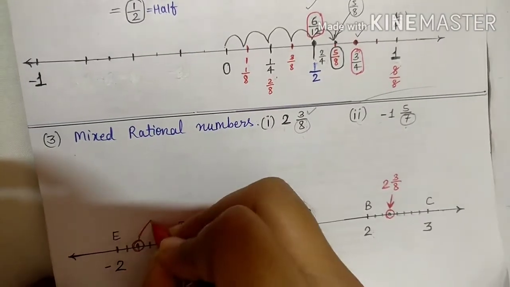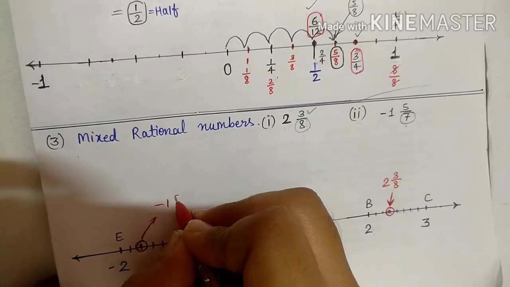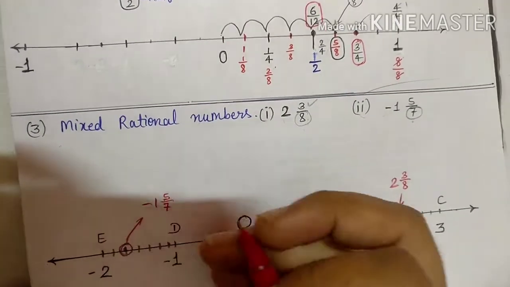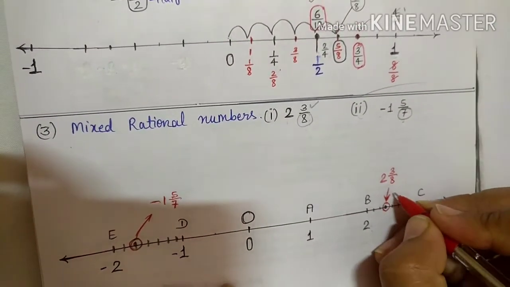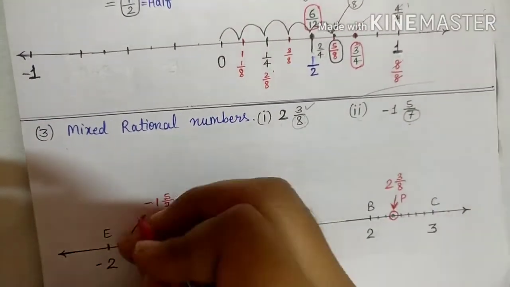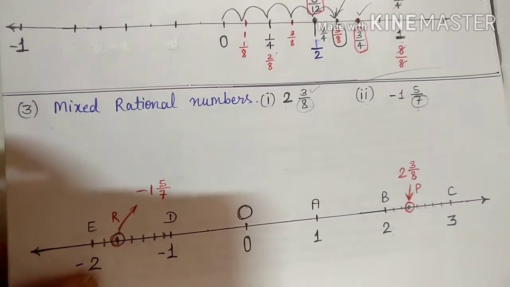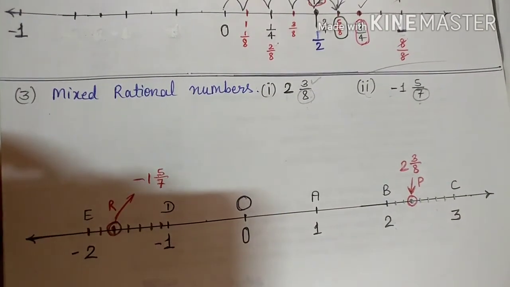This point is showing what? You can say minus 1 5 upon 7. Clear? Okay, you can give names also. A B C D E we have already given, so P, and we can give the name R. These are our points which are showing the required point which we have to show. So I hope it is clear to you.